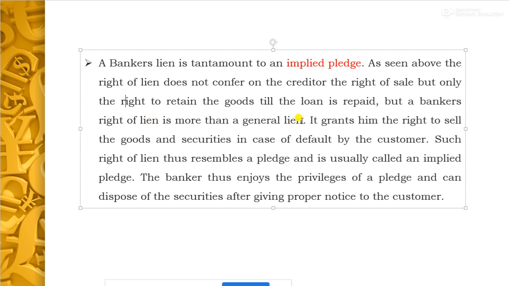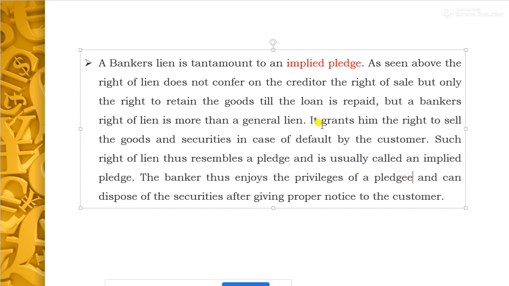Now, as far as a banker is concerned, the banker's right of lien is more than a general lien. It grants him the right to sell the goods and securities in case of default by the customer. Such right of lien thus resembles a pledge and is usually called an implied pledge. The banker thus enjoys the privileges of a pledge and can dispose of the securities after giving proper notice to the customer.